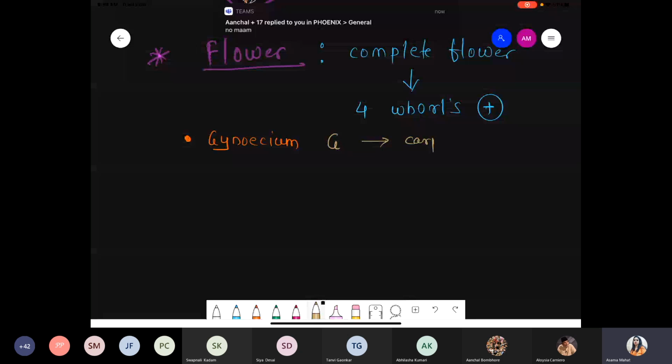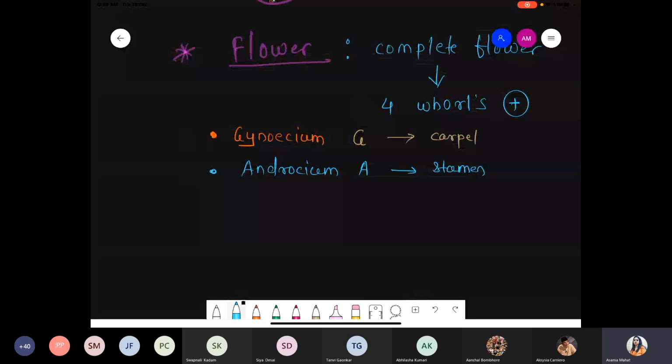Another one, the second part, is androecium. In a plant family, it is represented by the single letter code capital A. The androecium is the male reproductive part, that is stamen, which produces the pollen grain and further produces the male gamete. Both gynoecium as well as androecium are essential parts of the flower.